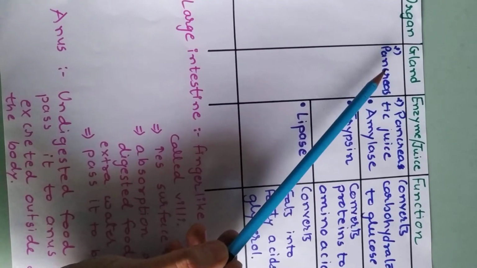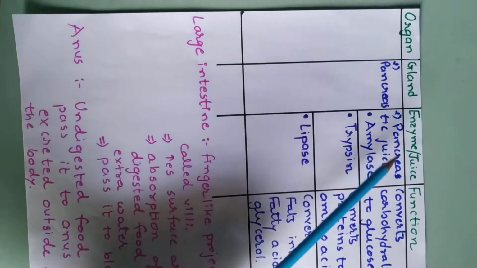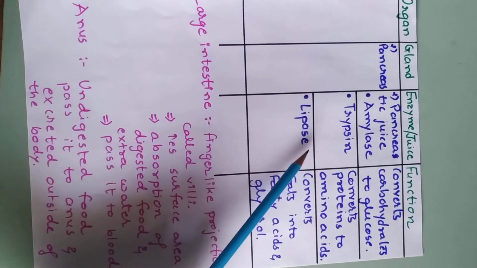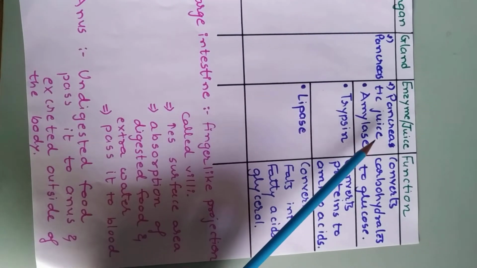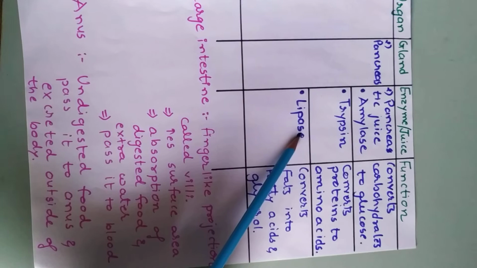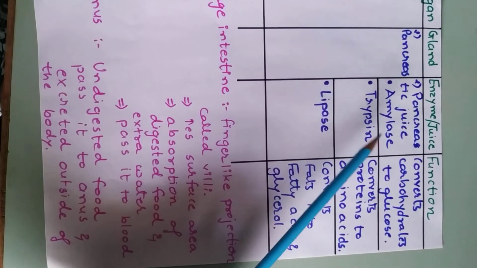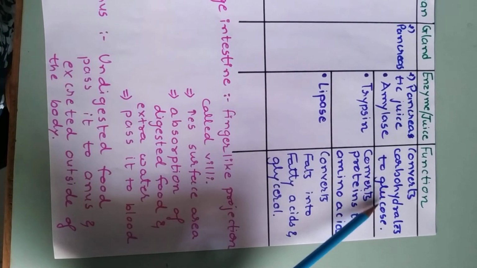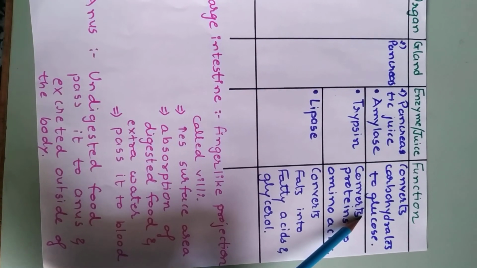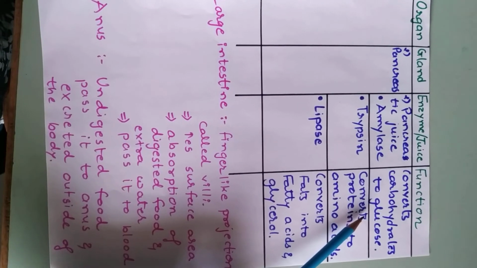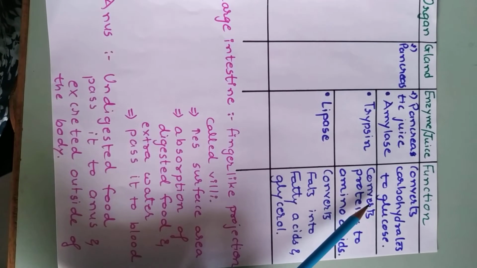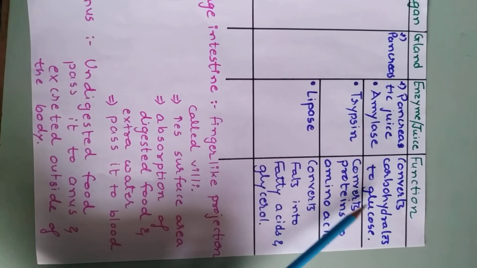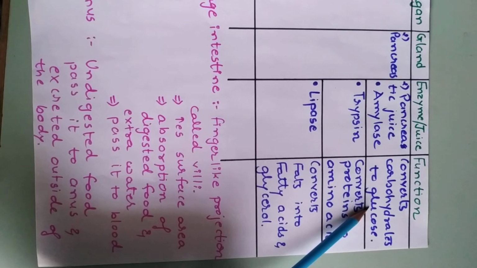Second gland, pancreas. The pancreas contains pancreatic juices. 3 enzymes we have to memorize: amylase, trypsin and lipase. So pancreatic juice contains these 3: amylase, trypsin and lipase. The first enzyme is amylase. The action of this amylase is that it converts carbohydrate to glucose. Earlier I told you that in your mouth, salivary amylase breaks down starch into sugar, that is maltose, a disaccharide, but it has to be converted to a monosaccharide. Glucose is a monosaccharide unit.